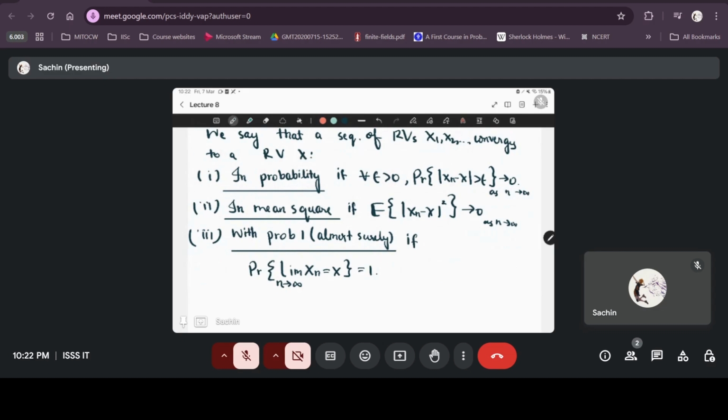So it's best if you go back, find a probability textbook and check if these are right. Mean square is right, but in probability and almost sure convergence, you have to check if I haven't made a mistake. Alright, I went back and checked and the definitions are correct.